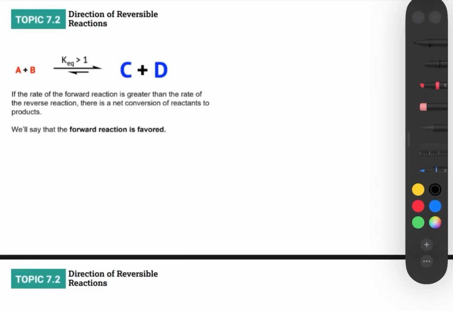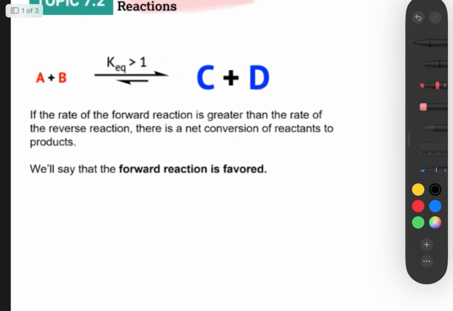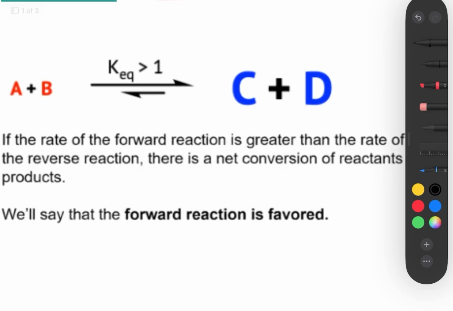Everybody. Today we will start with section 7.2, the direction of reversible reactions. First of all, let's just take a look at this reaction. We can notice that this reaction is a reversible reaction as it's composed of two reversible arrows.